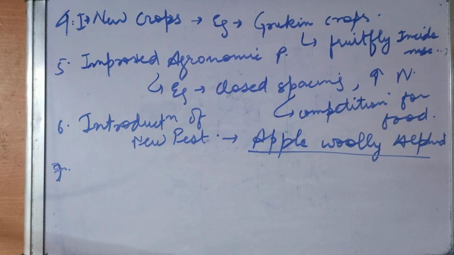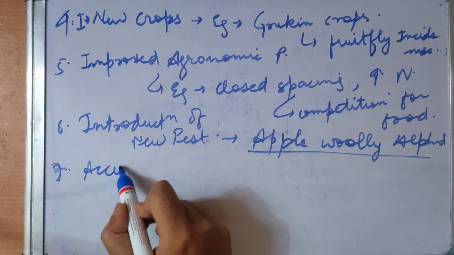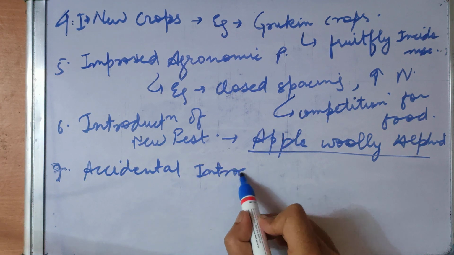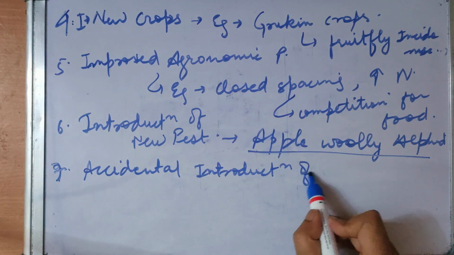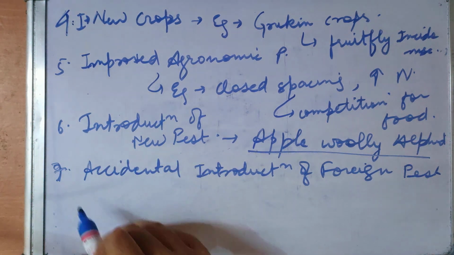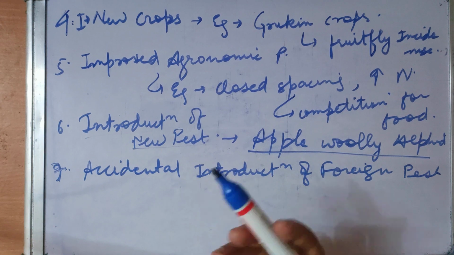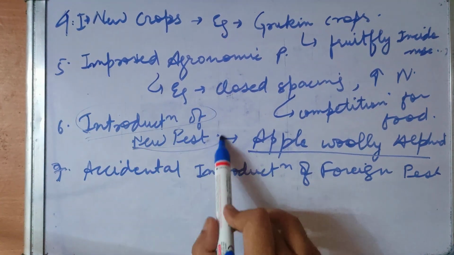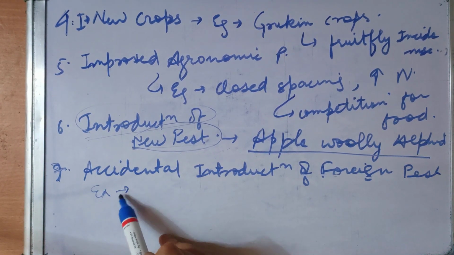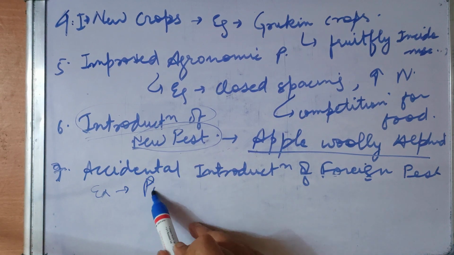Number 7 is accidental introduction of foreign pest. So these two are similar points. Here, introduction of new pest, suppose sometimes not accidentally we introduce pests from other regions and then they become pests, and there is accidental introduction of foreign pest. Example, potato tuber moth, etc.